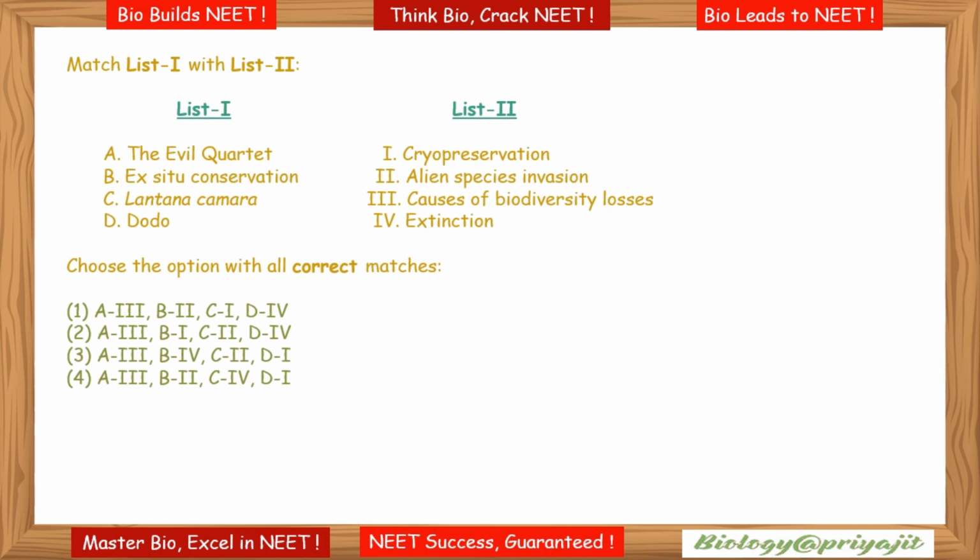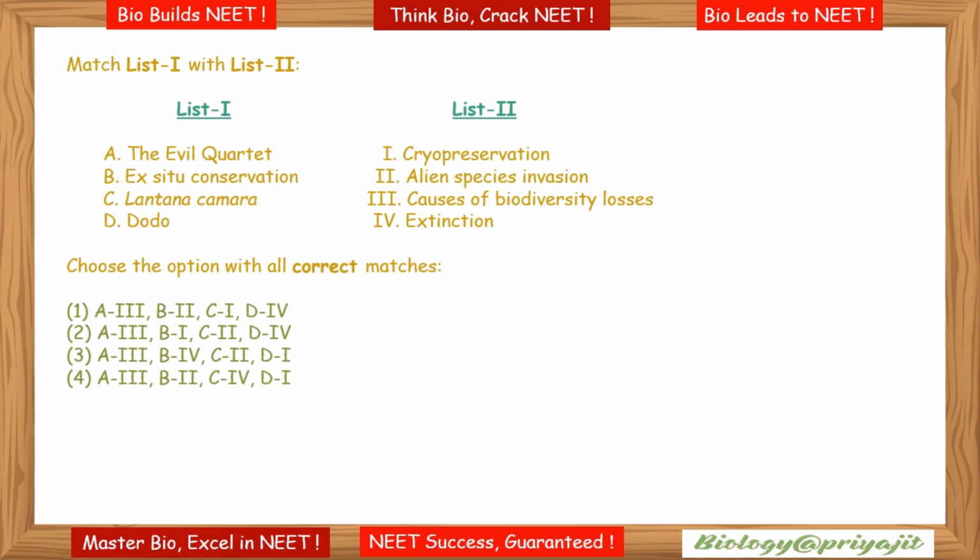Next question. Match list 1 and list 2. Causes of biodiversity losses. The accelerated rates of species extinction that the world is facing now are largely due to human activity. So there are 4 major causes. The evil quartet is the sobriquet used to describe them.